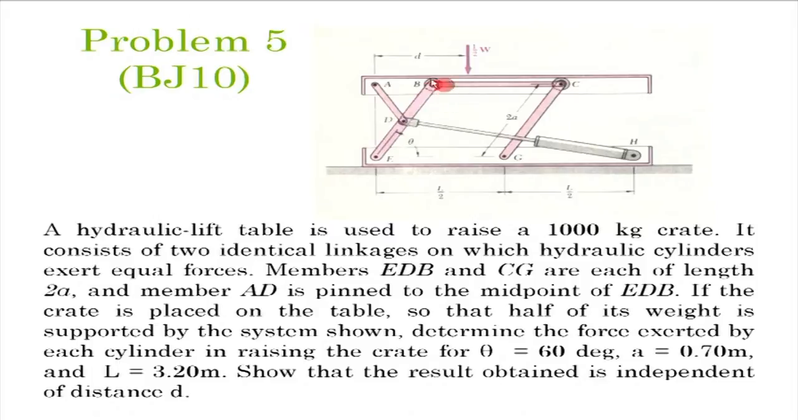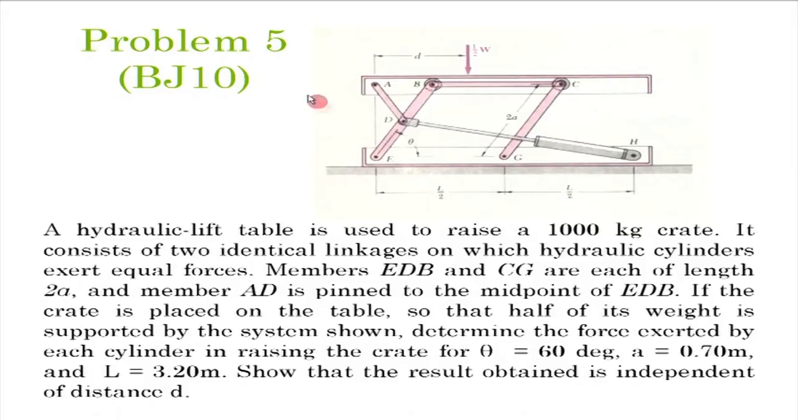Why? Because these are wheels, okay? These are rollers, they can only exert reaction in the vertical direction and cannot prevent the motion of this thing in the horizontal direction. So we see that this two force member, what does it do? It prevents this assembly from moving sideways.